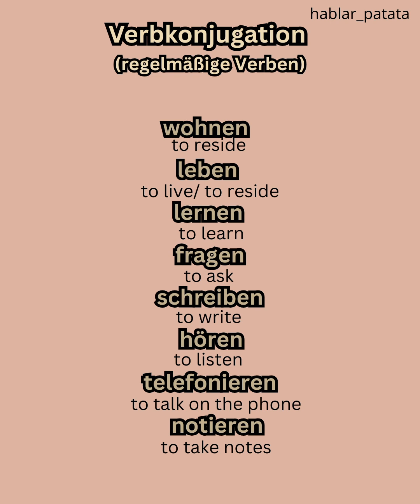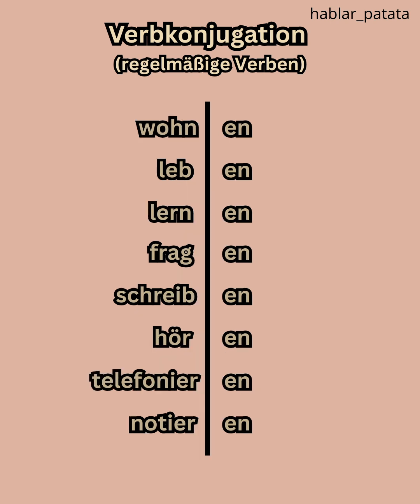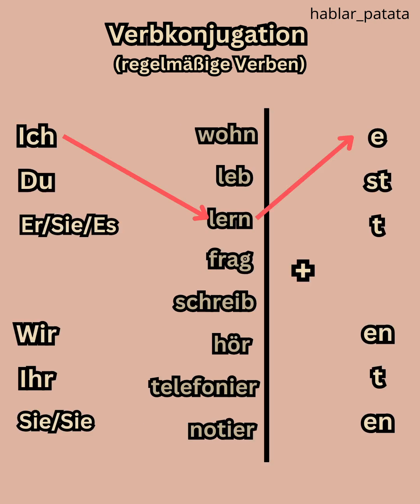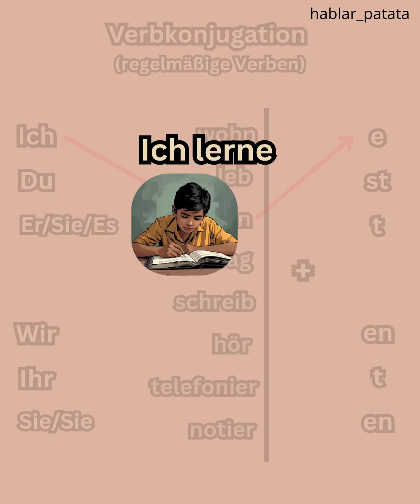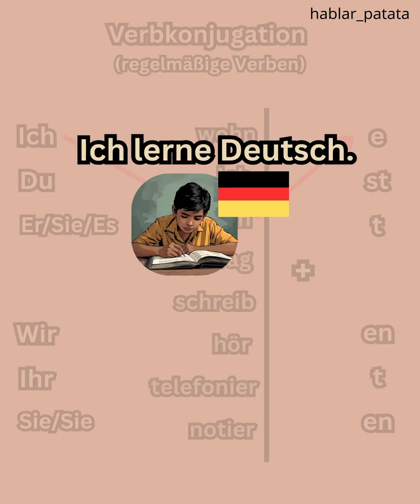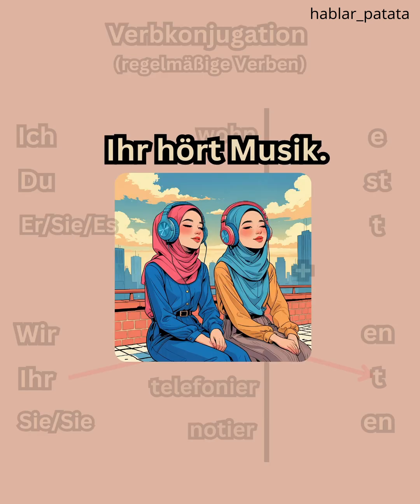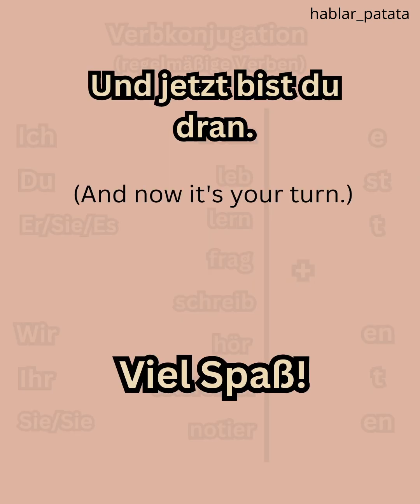Here are a few more regular verbs that you can practice with. Wohnen, leben, lernen, fragen, schreiben, hören, telefonieren, notieren. For the conjugation, we remove en and add the new ending. For example, ich lerne. Ich lerne Deutsch. Ihr hört. Ihr hört Musik. Und jetzt bist du dran.